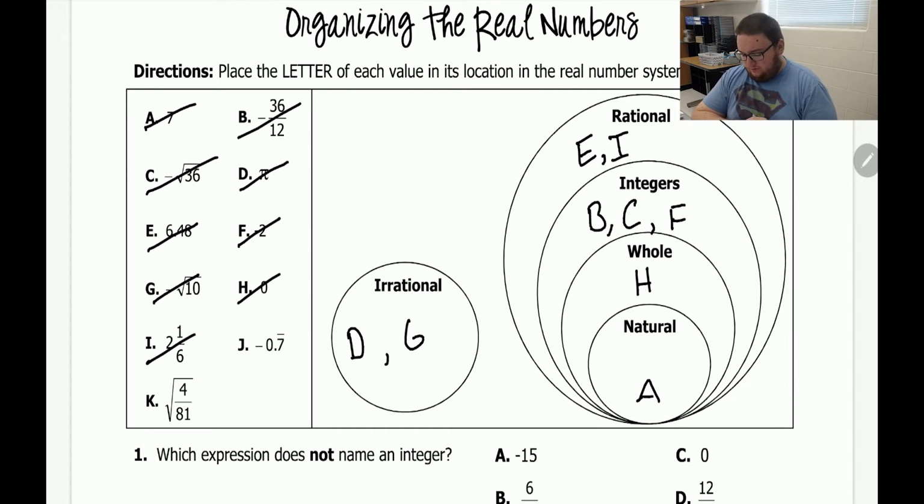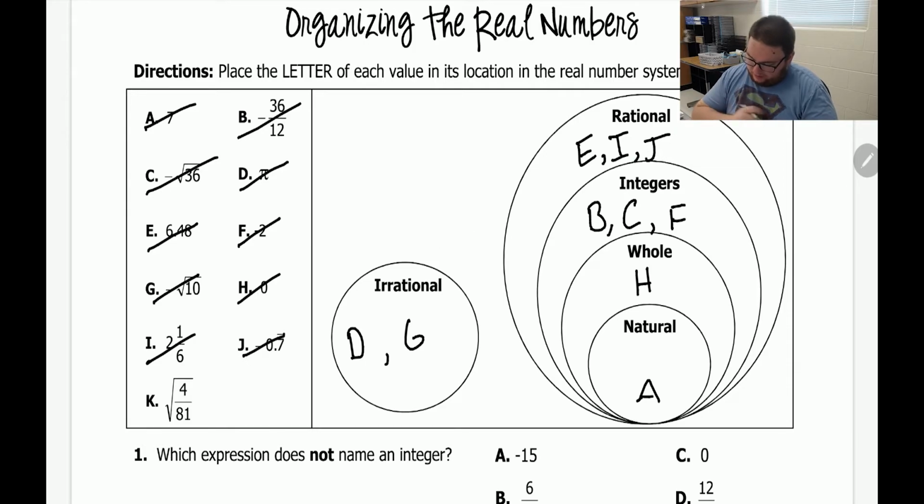Next we have J. We have negative 0.7 with a line over it. Earlier I told you that the line over the number means that it just keeps repeating. So negative 0.7 with a line over it means negative 0.777777, and it goes on forever. And that property is one of the rational numbers. So that means that J is going to be a rational number.